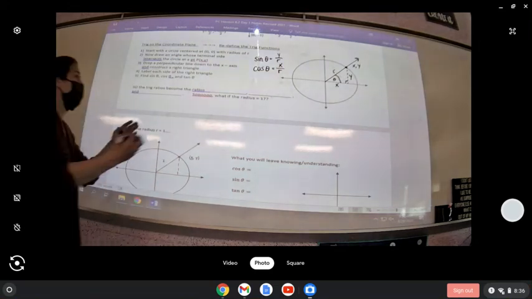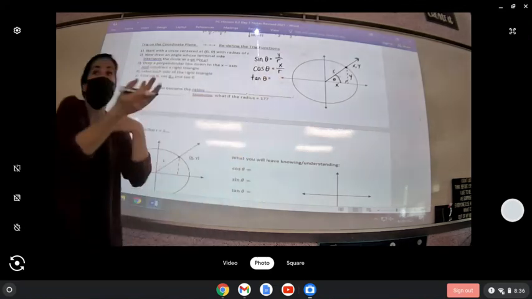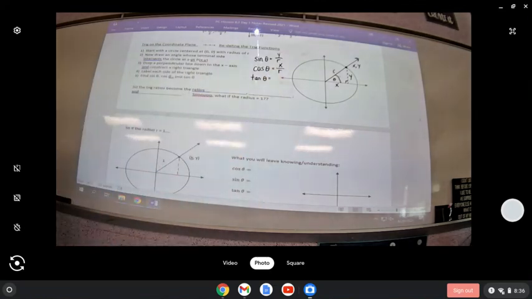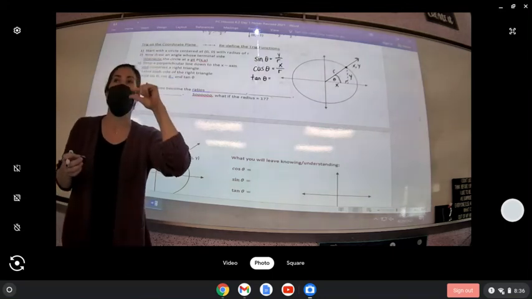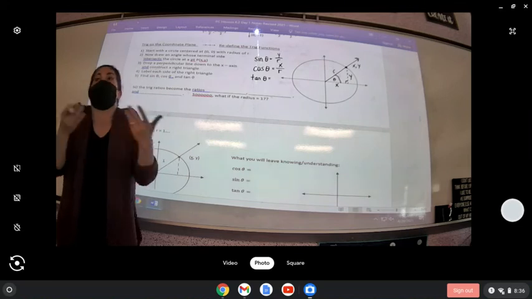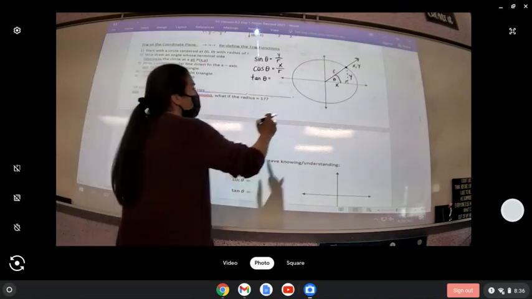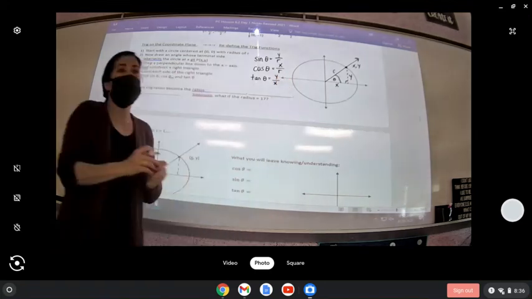And then the tangent of angle theta, opposite over adjacent. But remember, tangent by definition is literally defined as sine over cosine. So it's O over H over A over H, which becomes O over A. So it would be Y over X. And there you have it.